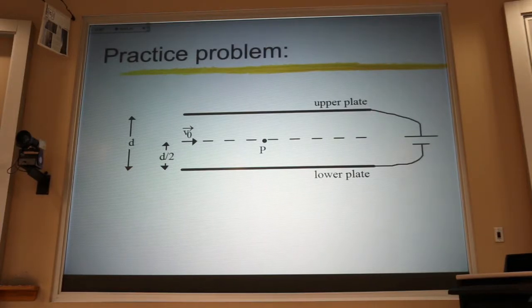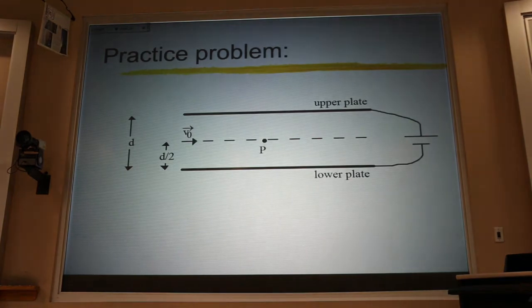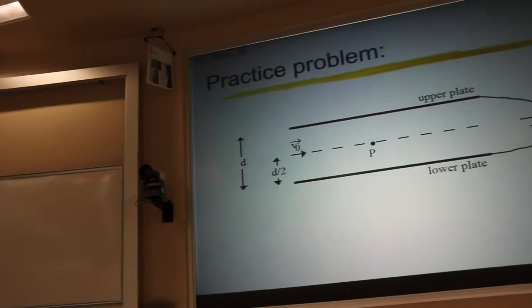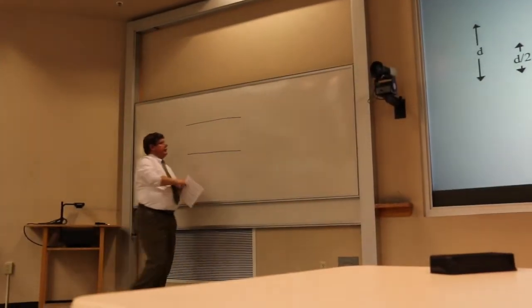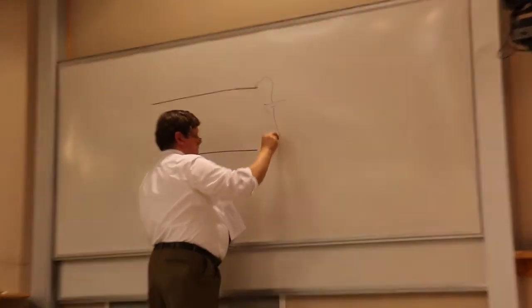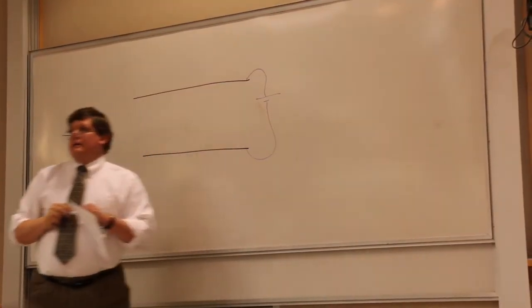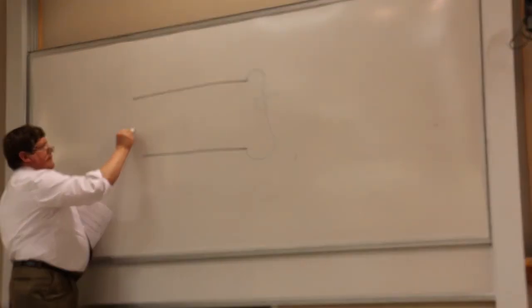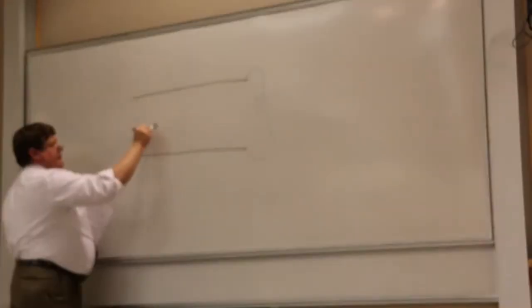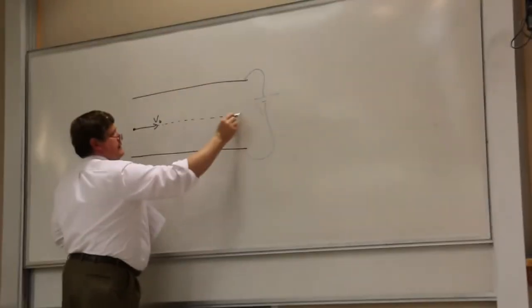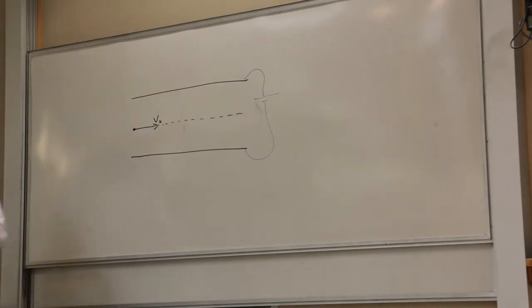This is an old exam problem. We have two plates, by which we mean metal plates, and those plates are connected to a battery. And we find that if we take a proton and we fire that proton with some initial velocity halfway between the two plates, that it just follows a straight line without speeding up or slowing down.